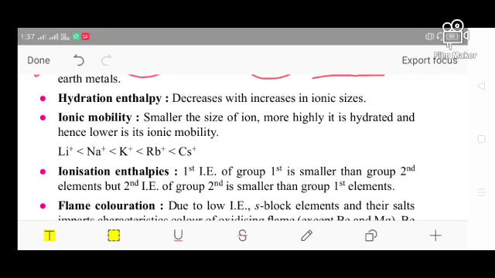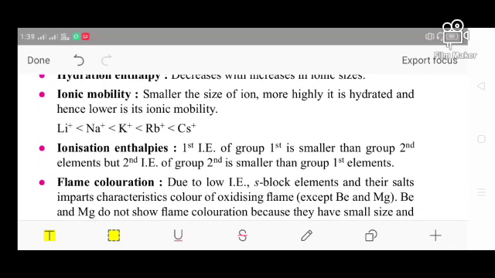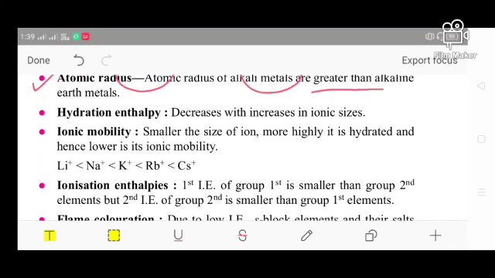Similarly, this is the example of lithium having lower ionic mobility than sodium, than potassium. So what is happening here? The atomic size is decreasing, so when the atomic size is smaller, the ionic mobility will be smaller.